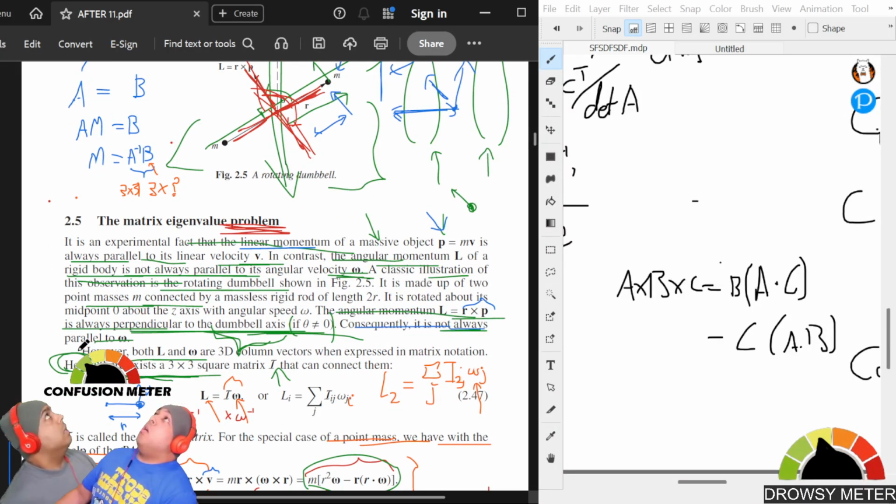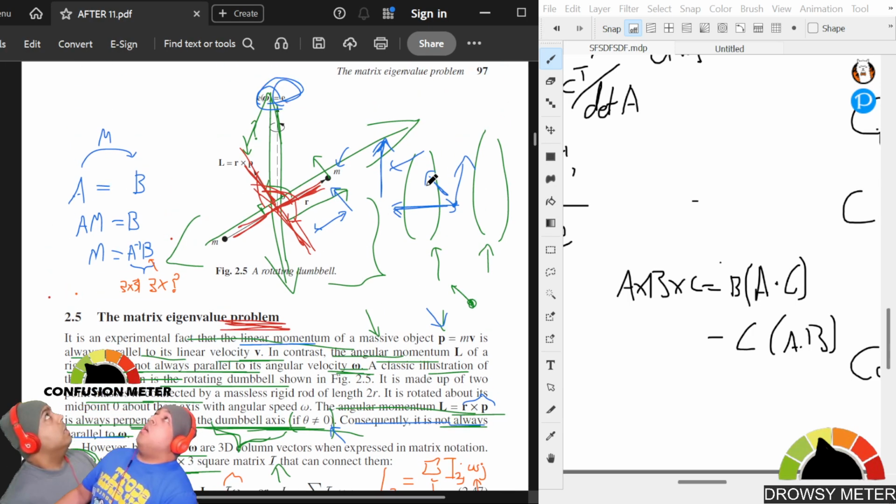Consequently, it is not always parallel to omega. So when theta is 0, it doesn't have to be parallel. It can bleed into the y-axis, the zy plane.